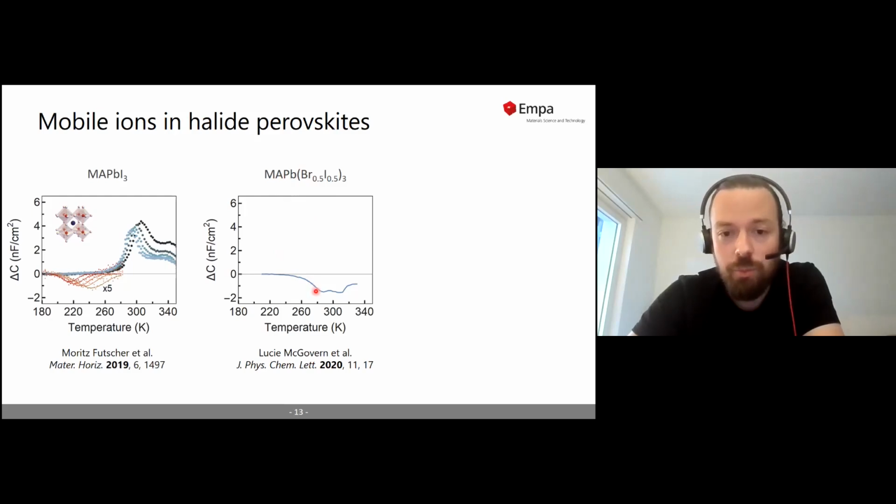And in addition to that, we now find 2 negative peaks. This would indicate that we have 2 halide species migrating, which is also expected for this 50-50 composition. So we could say that one of them is iodide and one of them is bromide.